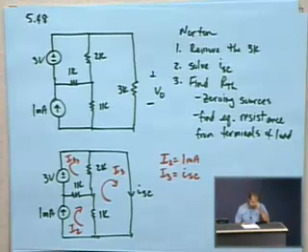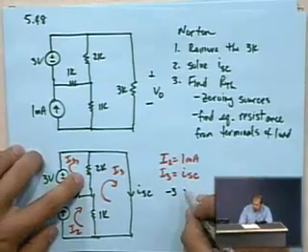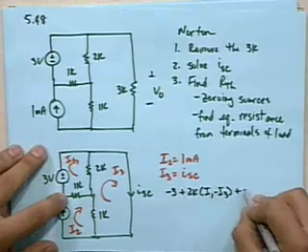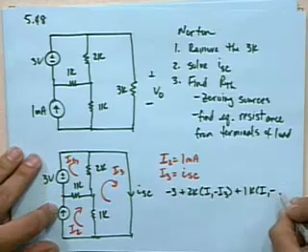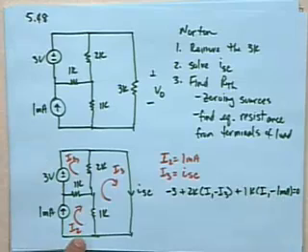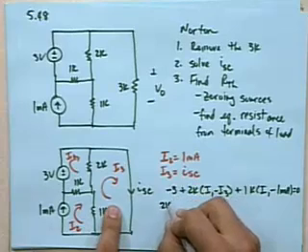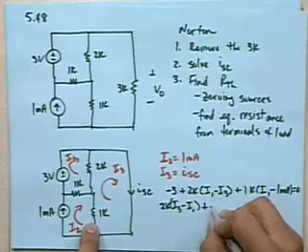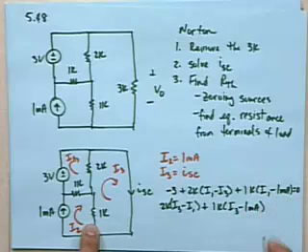So we write our mesh equations. The first one is -3 at the voltage source plus 2K times (I1 minus I3) plus 1K times (I1 minus 1 milliamp) equals 0. And then around the loop for I3, because we don't have to write one for the I2 loop, we've got 2K times (I3 minus I1) plus 1K times (I3 minus 1 milliamp) equals 0.